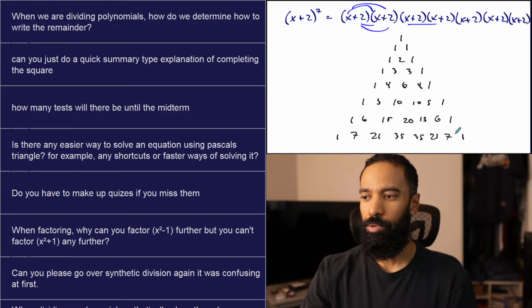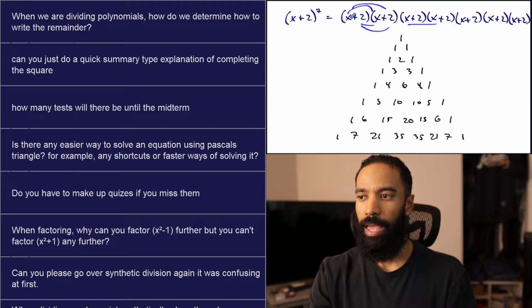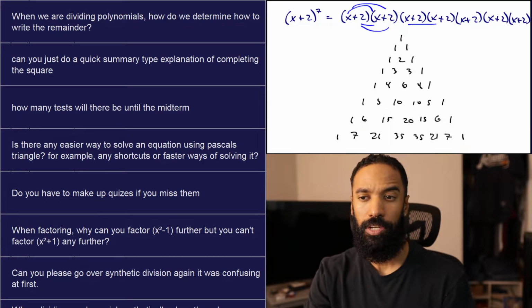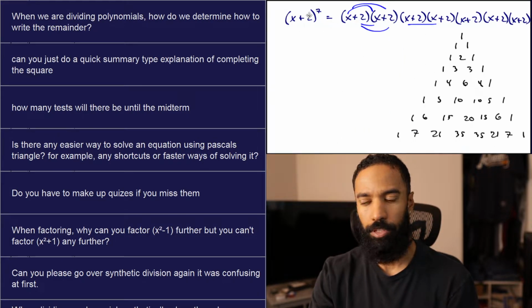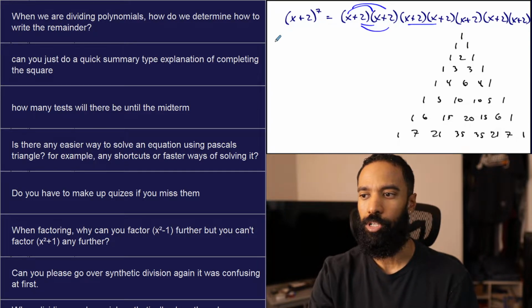21, 7, and 1. So row 7, there will be 8 terms in this thing, and our terms here will multiply by these guys here. Now, how fast will this go? I built the triangle in whatever seconds. I don't have much room here.